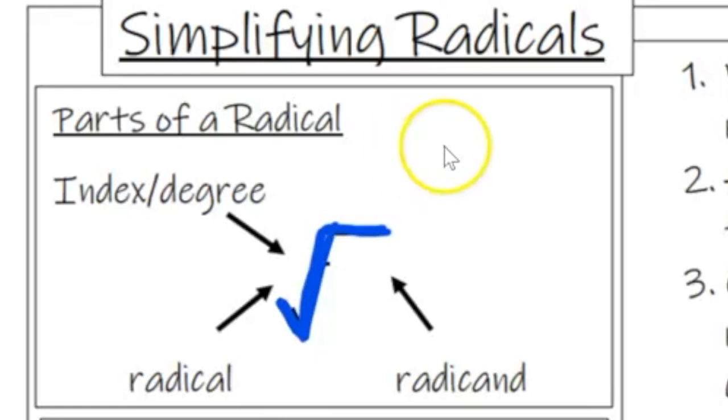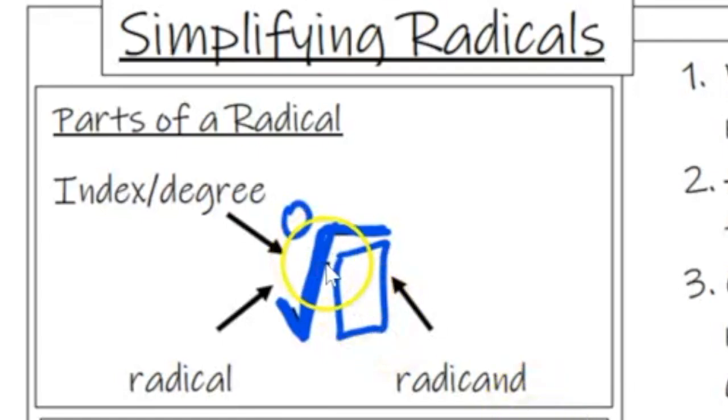This is a radical. Your index or degree is a number that goes over here. You'll either see 3, 4, 5, whatever. You'll never see 2 because they assume you know that this means square root. So an invisible 2, or you'll see 3, which is cube root. The radical itself is this shape right here, and the radicand is the number that goes inside, or the letters that go inside of there.